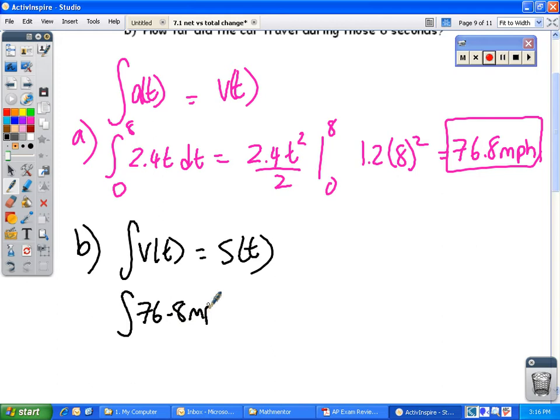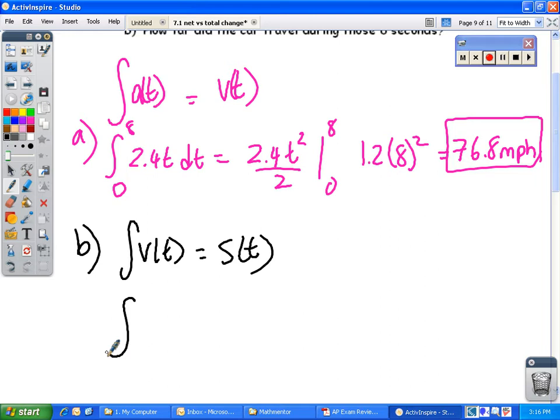In fact, hold on one second. Let me come back for that. I'm being a little bit ridiculous. Not my 76.8 miles per hour. That was a specific number that came from 0 to 8. Okay, if I integrate my v of t, well, let's think about what my v of t is.